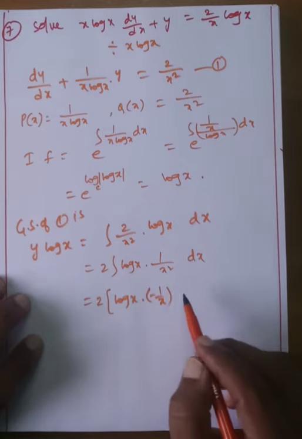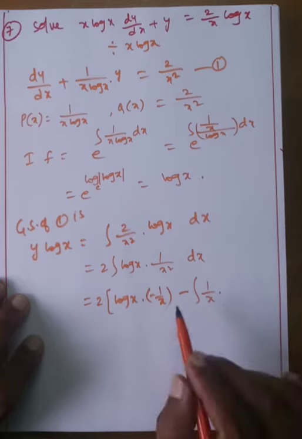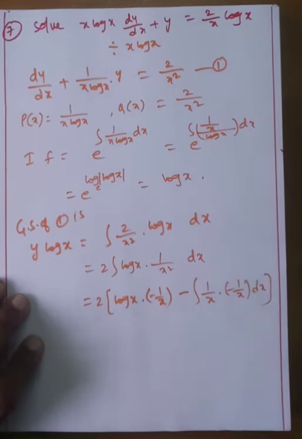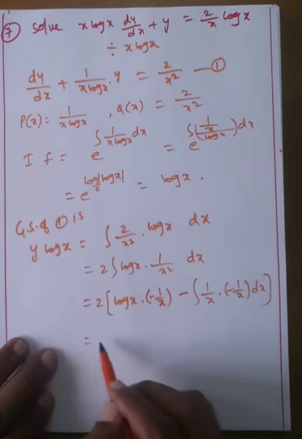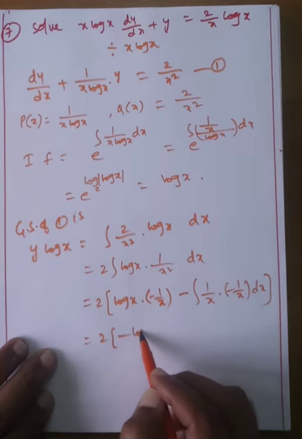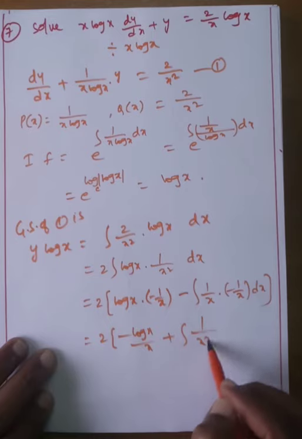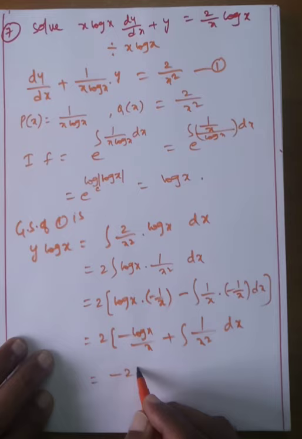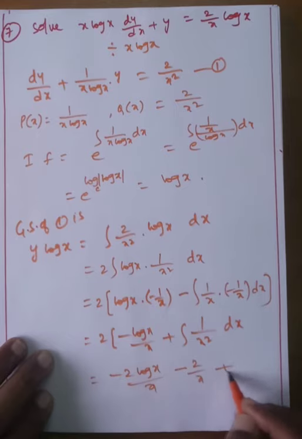I hope that you understood or not. Minus the derivative of log x, which is 1 by x, into the integral of 1 by x square, which is minus 1 by x, dx. By applying by parts, that equals 2 into minus log x by x. Here minus into minus, plus the integral of 1 by x square dx. Now minus 2 log x by x. Here the integral of 1 by x square is minus 1 by x, so minus 2 by x plus c.